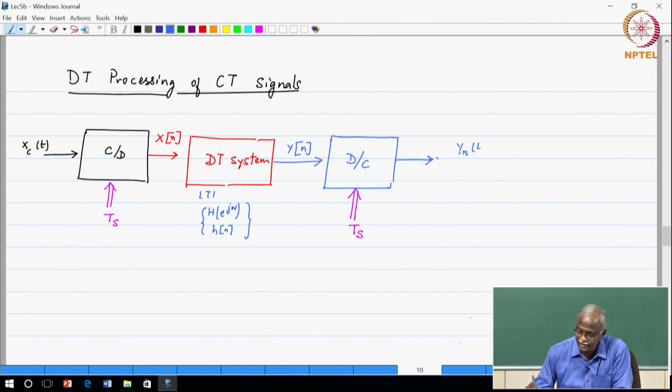Notice I am not calling it x, I am calling it y because it has been processed. I may have filtered it, I may have done something to it, so it is a different signal. x of n is the input and y of n is the output of the discrete time system.